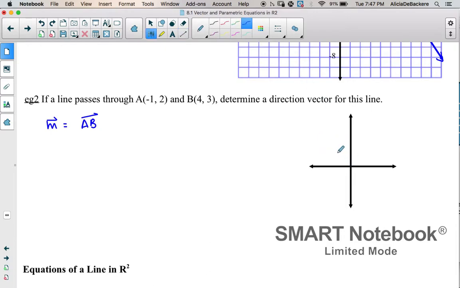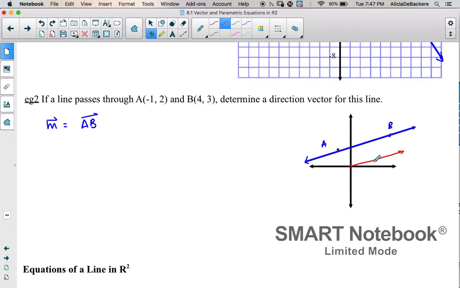I've got these 2 points. A is over here, -1 up 2, and B is over here, 4 and up 3. So here's my AB. I've got the line that connects these guys, right? That's what they're giving me in the question. So it's this line that goes on forever through these 2 points. And what I want to know is what is a direction vector for this. So if I take this line from A to B and I just drag its tail to the origin and I figure out what this vector is, that would be a direction vector.